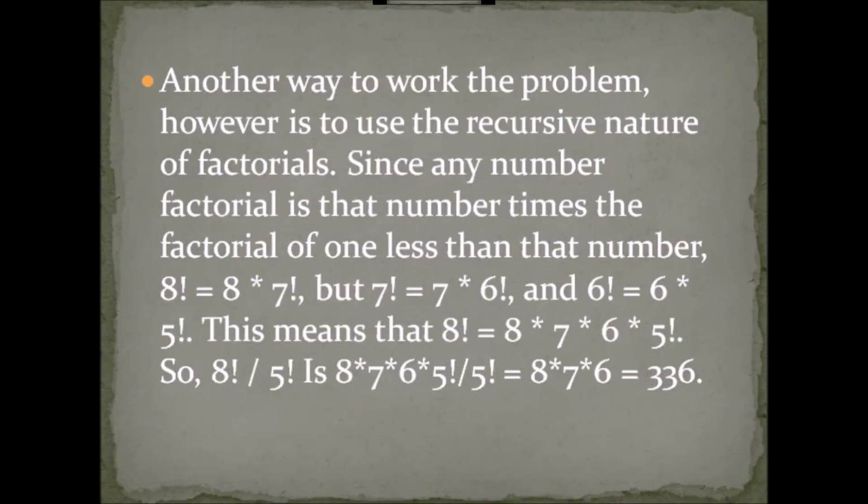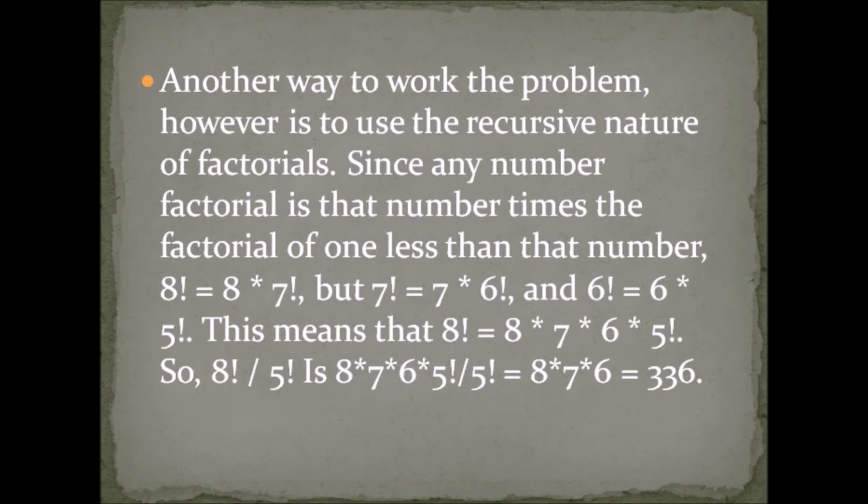Another way to work the problem, however, is to use the recursive nature of factorials. Since any number factorial is that number times the factorial of one less than that number, 8 factorial equals 8 times 7 factorial, but 7 factorial equals 7 times 6 factorial, and 6 factorial equals 6 times 5 factorial. This means that 8 factorial is 8 times 7 times 6 times 5 factorial.